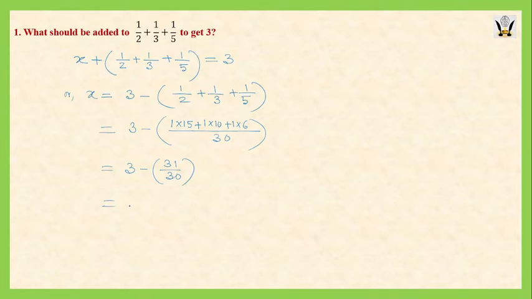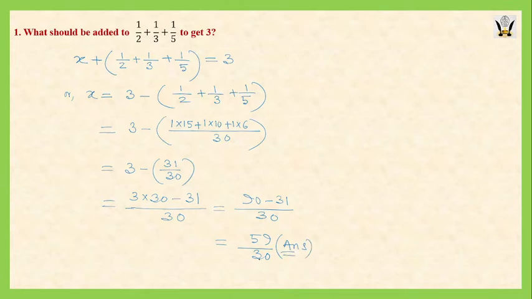Now in the next step, we will take the LCM of these two numbers, and that will be 30. Here 3 will be multiplied by 30 as the denominator of 3 is 1, and then from there 31 will be subtracted. So it will be 90 minus 31 divided by 30. So finally the answer will be 59 divided by 30. That means this is the value of x. So this 59 by 30 will be added to these three rational numbers to get finally 3.